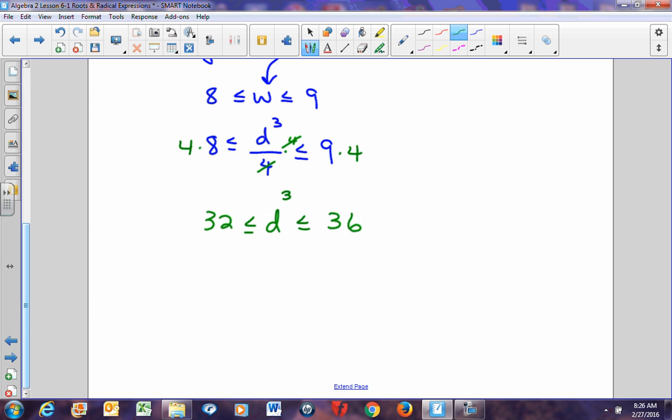Now, in order to solve for D, I have to take the cube root of everything. Of course, I'm going to have to use my calculator because those are not perfect cubes. If I put the cube root of 32 on my calculator, I get approximately 3.17, which is less than or equal to D, which is less than or equal to the cube root of 36, which is approximately 3.30. It's not exact, but it's really close. So we now know that the diameter of the oranges is between 3.17 inches and 3.30 inches.